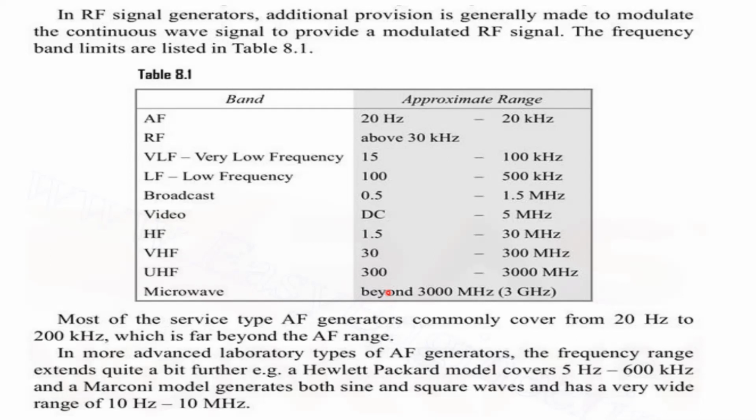Most of the service type audio frequency generators commonly cover from 2 hertz to 200 kilohertz, which is far beyond the audio frequency range. In more advanced laboratory type AF generators, the frequency range is extended quite a bit further. For example, a Hewlett Packard generator model covers 5 hertz to 600 kilohertz. And the Marconi model generates both sine and square waves and has a very wide range, that is 10 hertz to 10 megahertz. These are the two types of signal generators.